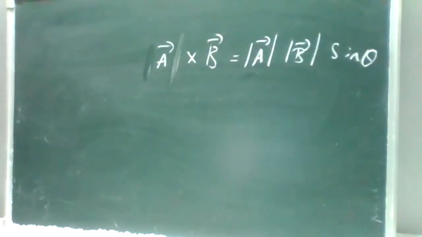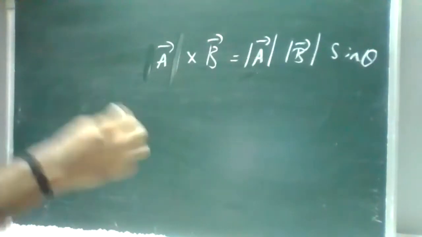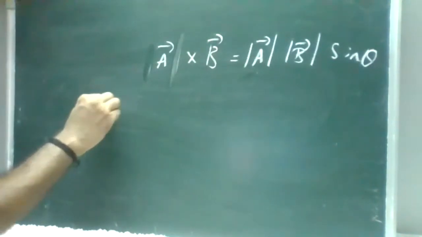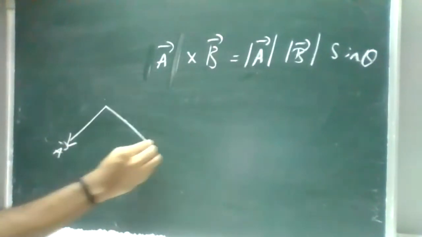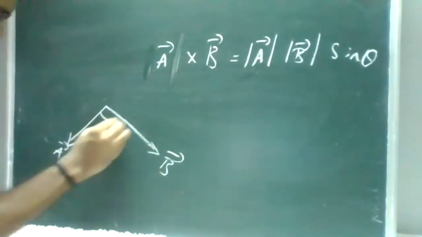Now, when we are discussing the different products, the output being a vector, it will have some direction, and to identify the direction we are using the right hand rule. Now, to find the right hand rule, assume I am taking two vectors, A vector and B vector, both making an angle theta.